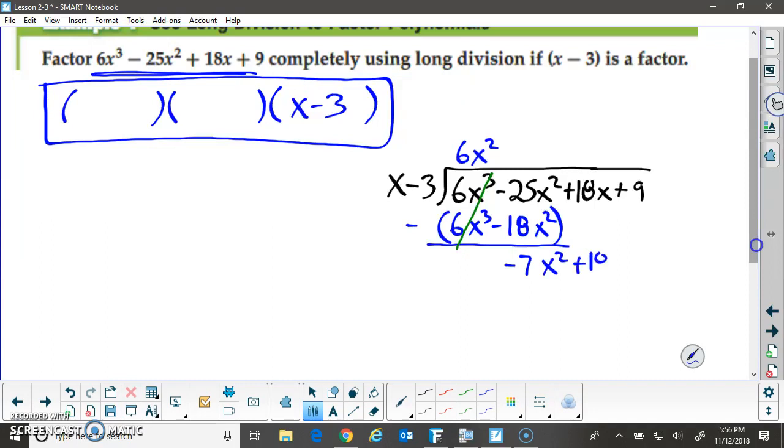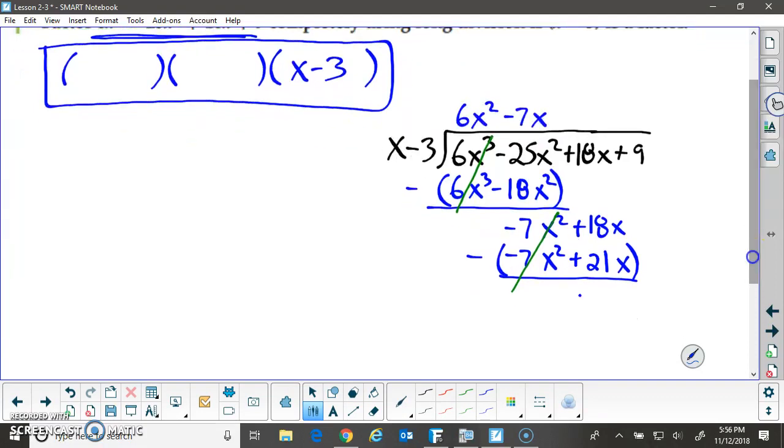Bring down the next term, do it again. What times x gives us negative 7x to the second? That answer would be negative 7x. We multiply the negative 7x by the divisor. That gives us negative 7x squared plus 21x. Now we're going to subtract. When we subtract, you can see that these first terms cancel out. Ends up giving us 18x minus 21x, which is a negative 3x. Bring down the 9. Do it one last time.